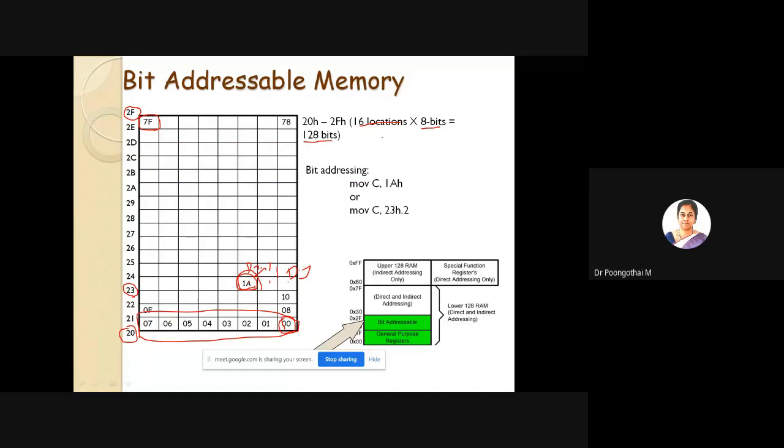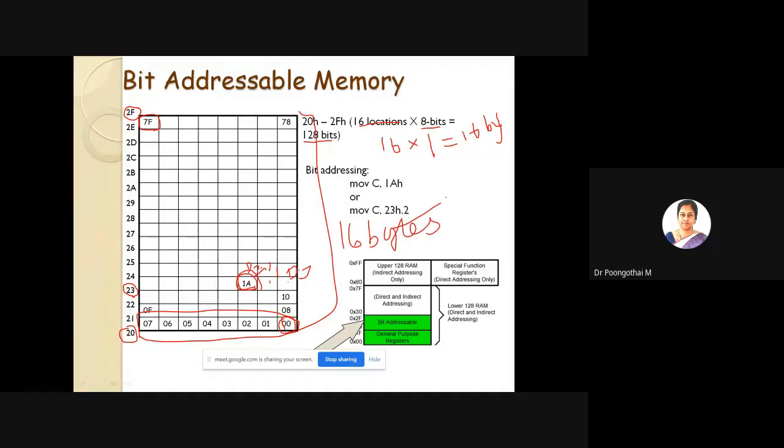In the case of bytes, 16 locations times 1 byte, so each location takes 1 byte. Totally 16 bytes. So the complete area size is 16 bytes. For this bit addressable region, the first region takes 32 bytes, and this one is 16 bytes.